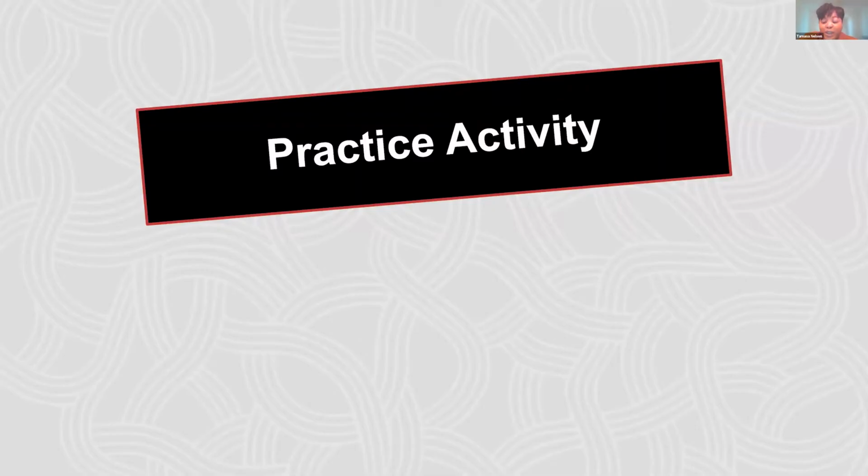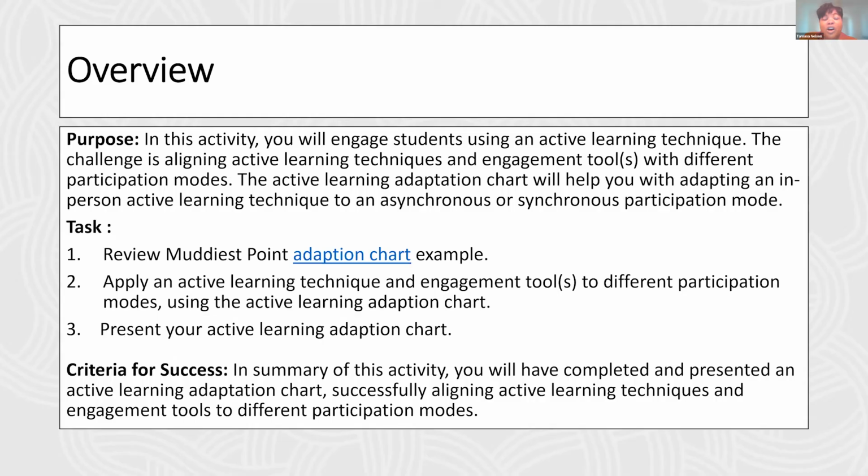So what we're going to do next is a practice activity. But before we do the practice activity, I'm just going to do a walkthrough of what we're going to be doing. The purpose of this activity is to engage students using an active learning technique. The challenge is aligning active learning techniques and engagement tools with different participation modes. So we're going to use the active learning adaptation chart to help with adapting an in-person active learning technique to an asynchronous or synchronous participation mode.